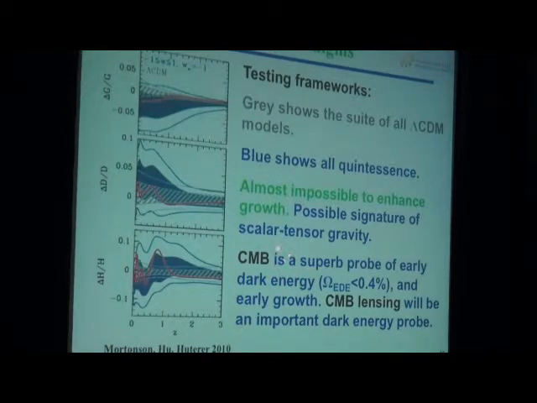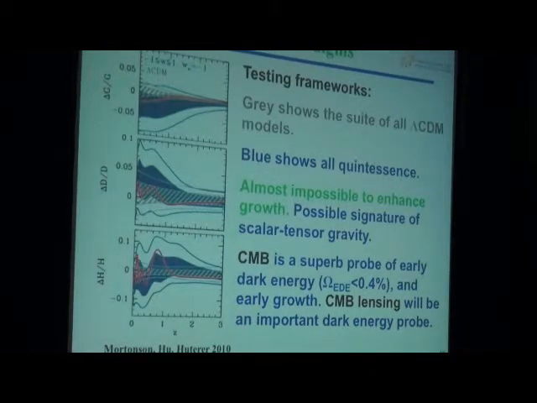The cosmic microwave background is a really valuable addition to these galaxy surveys in that, for one thing, it can probe early dark energy. Was there some small percentage of dark energy back near recombination, redshift of 1,000 or so, and can it test early growth? I'll be talking a little bit about cosmic microwave background gravitational lensing as an important probe. And I think that this is something that within the last 5 years has been developed and will be very important in the next several years as a probe that goes along very well with the galaxy surveys.